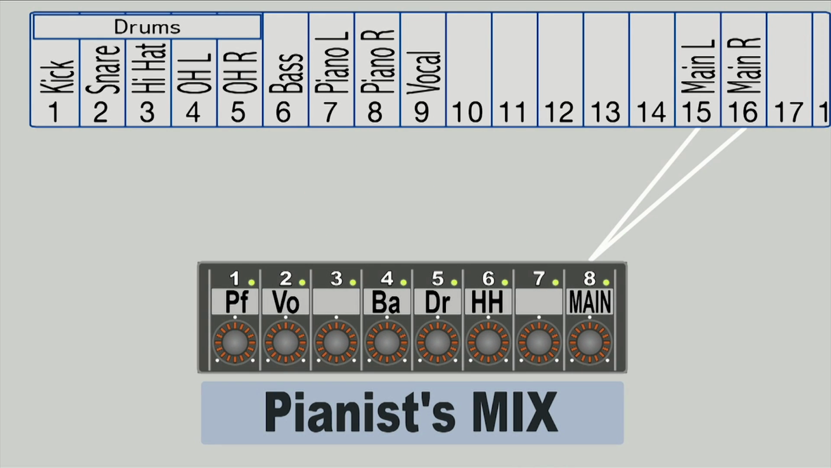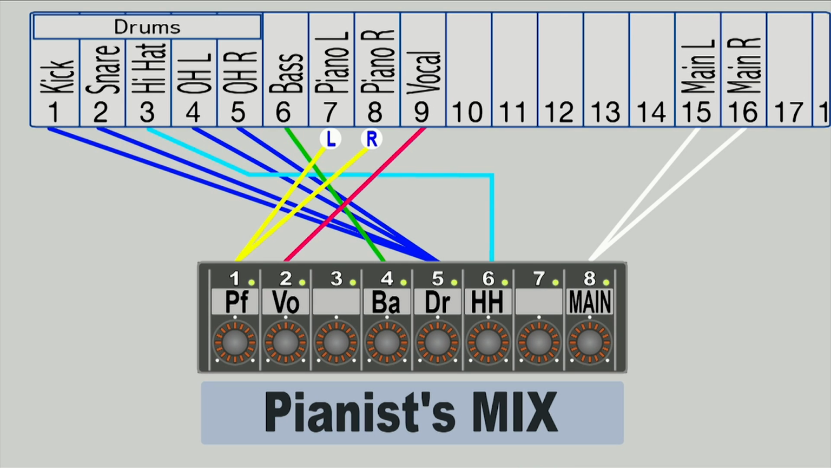The piano player might choose this assignment. He gets his two piano mics panned in stereo onto group 1. Doesn't everyone like to have themselves on the first knob? Then the other band members are placed into one group per player, except that the piano player wants the hi-hat independent of the rest of the drum kit.